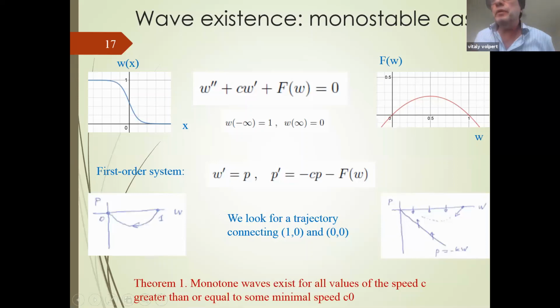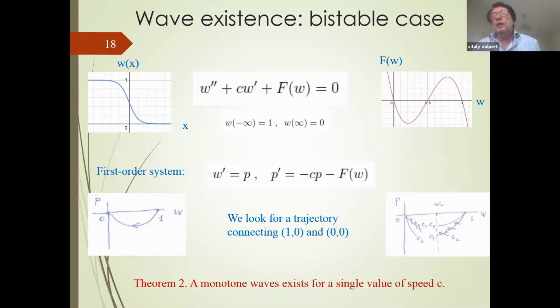So please let us keep it in mind that in the monostable case, these solutions, reaction diffusion waves, exist for all values of the speed greater than or equal to the minimal speed C0. And the value of this minimal speed, sometimes it can be analytically found, sometimes not. We'll discuss this question a little bit later. So we studied the wave existence in the monostable case.